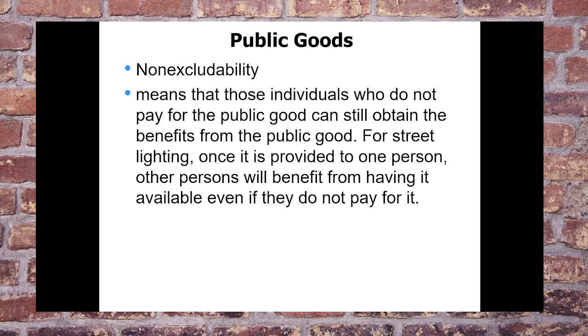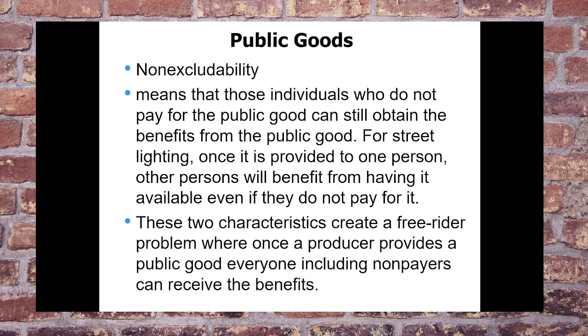If you could exclude people from the benefit, and you could keep people from consuming it more than once, then it would be a private good. Okay, so these two characteristics create what's called the free rider problem, where a producer provides a public good, and everyone, including non-payers, can receive the benefit. Okay, keep in mind free rider.